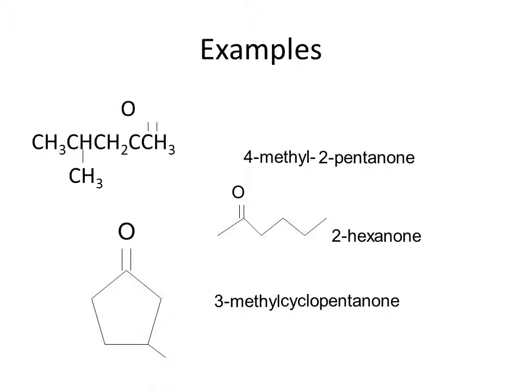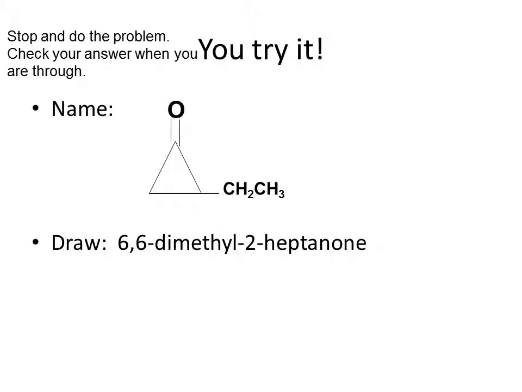If I go to the next molecule, you can see that this is cyclopentane. I take off the E and add "-one", so it's cyclopentanone. The carbonyl is on the number 1 carbon, so the methyl group is on the number 3 carbon, and I call it 3-methyl-cyclopentanone. Go ahead and try these 2 molecules, name the first one, and draw a molecule for the second one. Pause and do these problems.